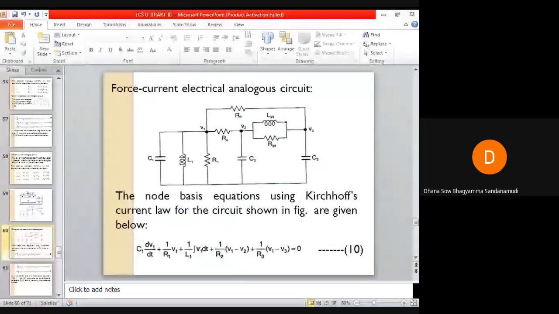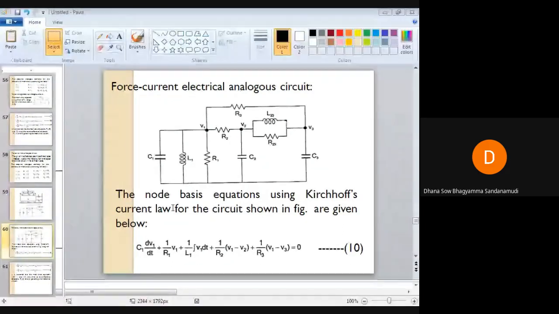A slight modification I want to do, but it's consuming more time. So note down this. You just write down the current equations. Assume all the currents: current across the capacitor C1 is C1 dV1 by dt, current across this resistor, current across this L1 inductor, current across R2, which is between V1 and V2, so the differential voltage by R2. Here, between V1 and V3, so V1 minus V3 by R3. You know all these equations. According to Kirchhoff's current law, the sum of the currents entering the node equals 0.